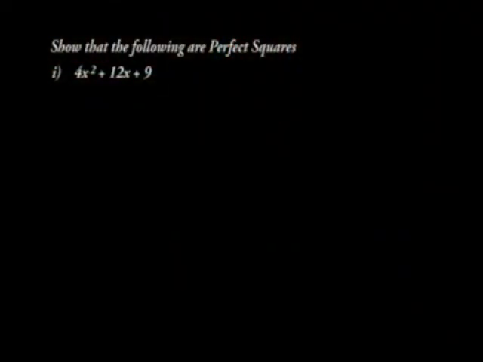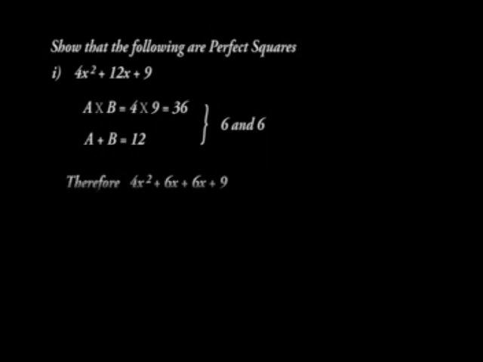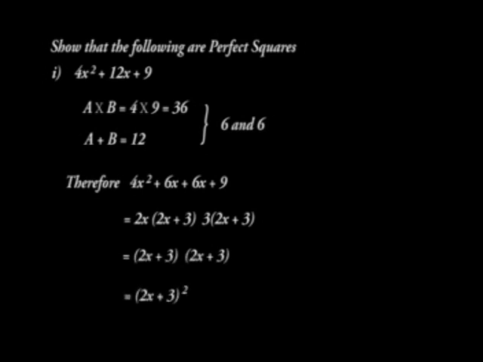Number 1, 4x squared plus 12x plus 9. a times b is 36, a plus b should be 12, and our numbers are 6 and 6. We substitute: 4x squared plus 6x plus 6x plus 9, factorize. We have 2x plus 3 times 2x plus 3, and this can be replaced by 2x plus 3 squared, and therefore the expression 4x squared plus 12x plus 9 is a perfect square.